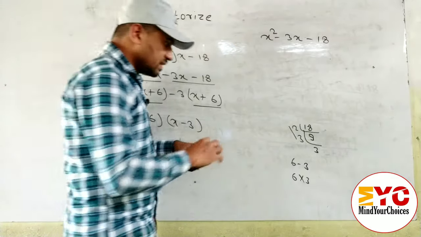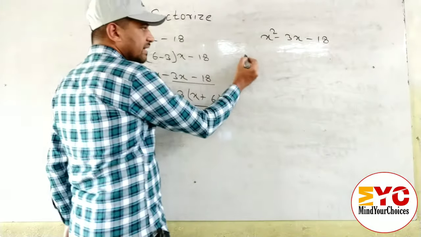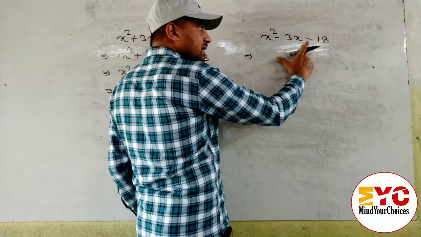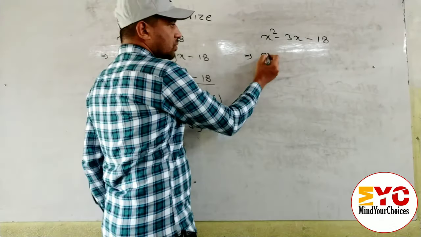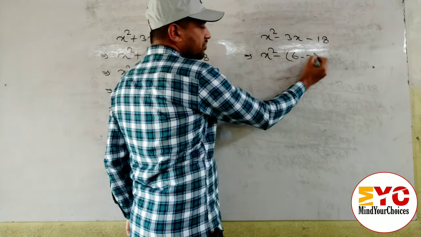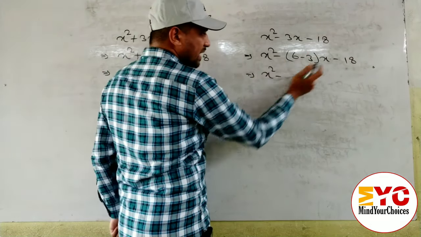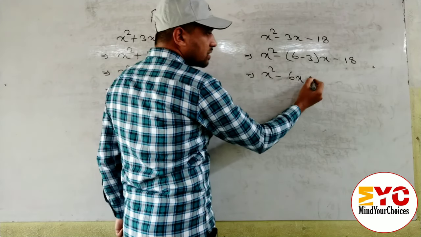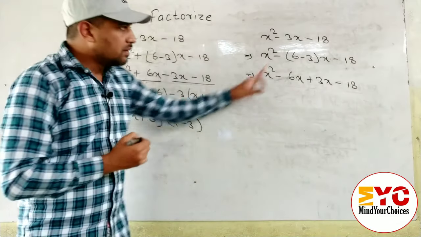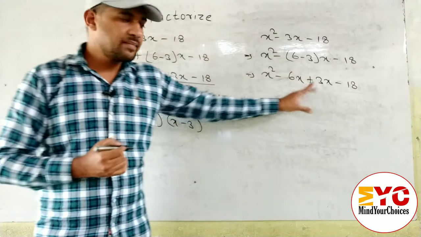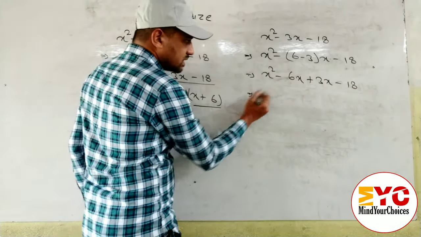Before starting, I have to erase this. We know the two factors are 6 and 3. While multiplying we need 18 and while subtracting 3, so the factors are 6 and 3. So x square minus 6 minus 3, x minus 18. Now x square minus 6 into x, 6x, minus, minus, plus 3 into x, 3x, minus 18. Minus minus plus. Okay, now from the first two terms we take common, and from the last two terms we take common.